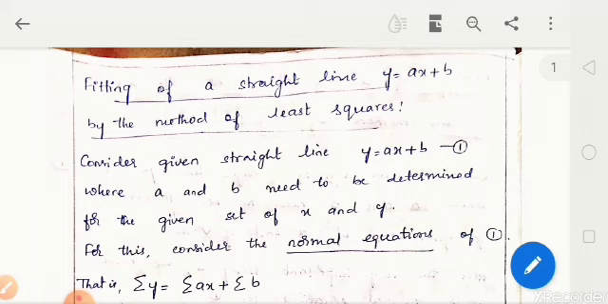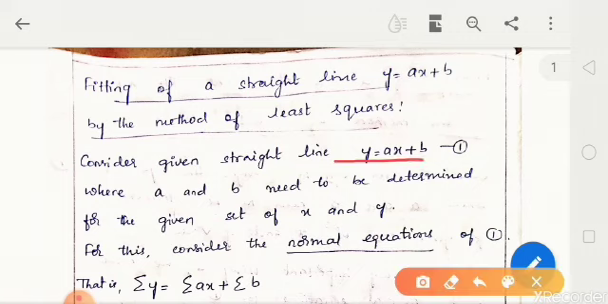Here we have straight line y equal to ax plus b where a and b are two unknowns. In order to get the values for these unknowns, we have to solve two equations. So we have to form two equations as normal equations.